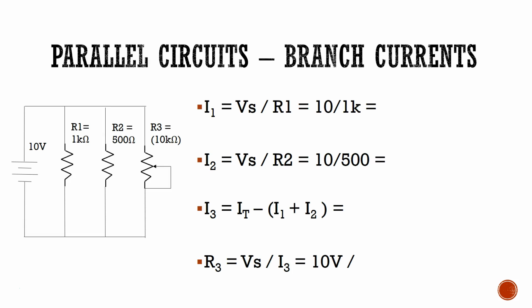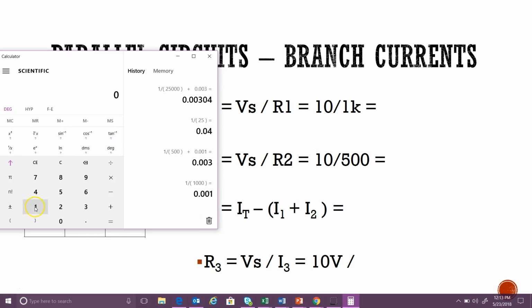Let's look at solving for a branch current that has a potentiometer in it, and we want to use it to set the total current in the circuit to a value. So the first thing we want to do is solve for the current that we can already find, which is I1 and I2. So we have 10 divided by 1K gives us 10 milliamps.